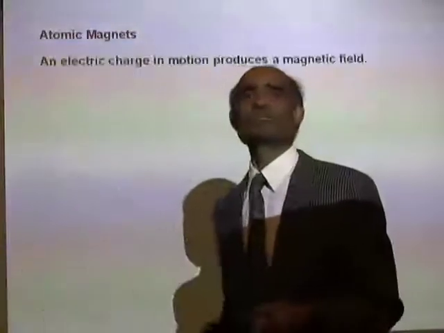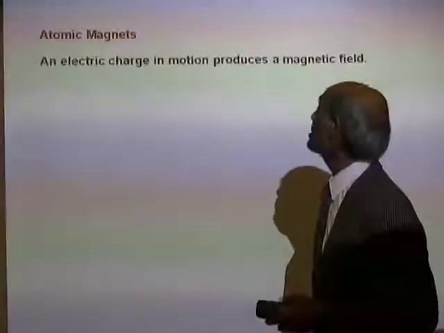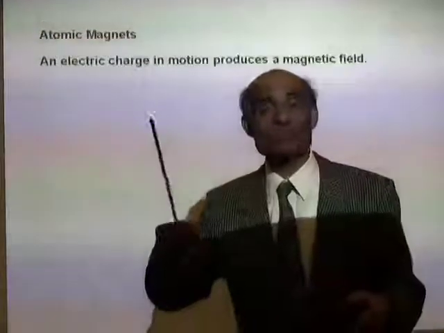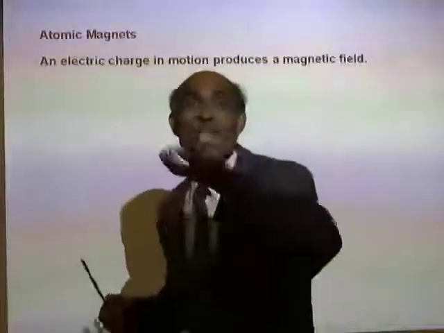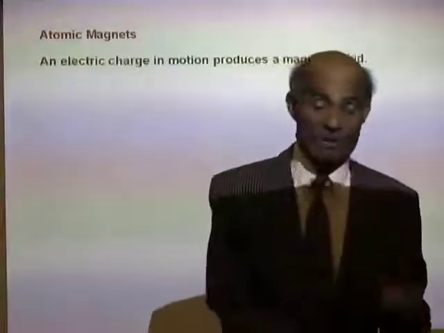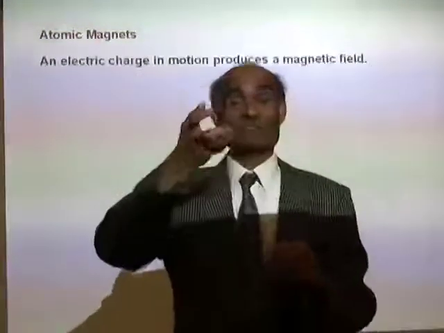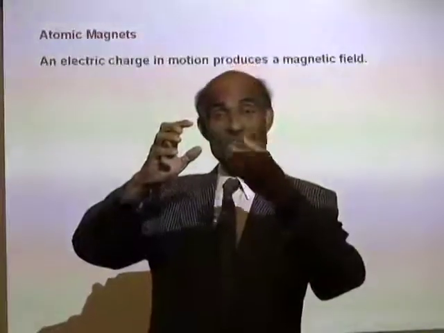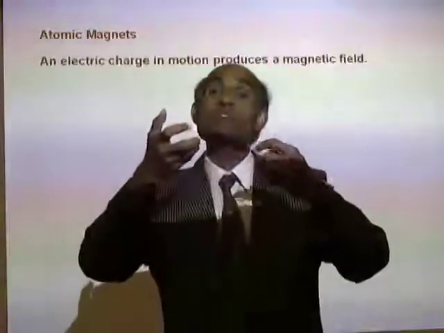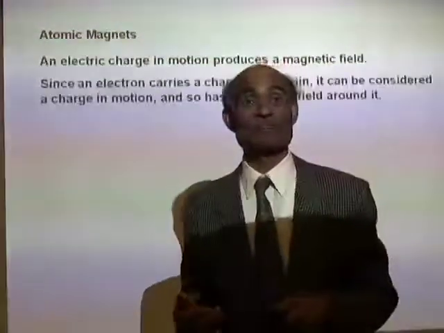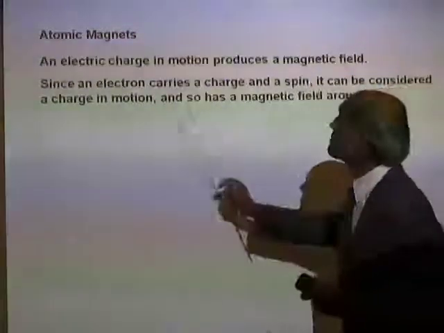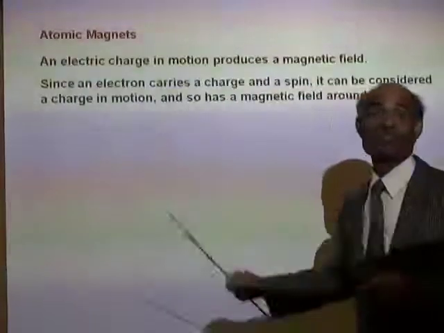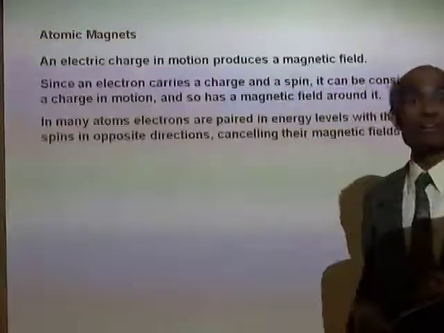Now, what is the origin of magnetism? That is what we're going to discuss here. An electric charge in motion produces a magnetic field. That's what we've been discussing so far. If an electric charge is moving, it has a magnetic field associated with it. Now, do you know that an electron is a spinning object? So, an electron that carries an electric charge is spinning, which means it has a magnetic field around it. So, an electron carries a charge and a spin. It can be considered as a charge in motion, and so it has a magnetic field around it.